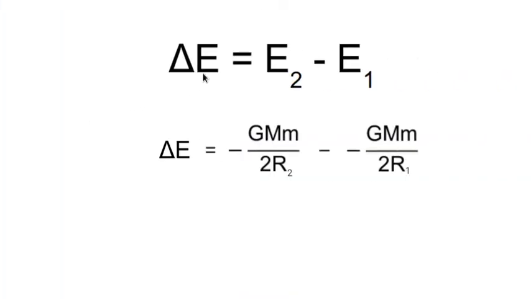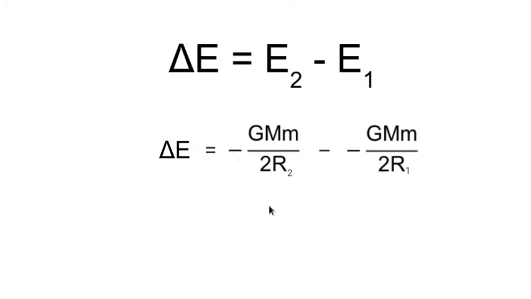We're talking about a change in energy. So the formula is very straightforward. The change in energy is equal to the final energy minus the initial energy. It's really important that you pay attention to the signs in these calculations.